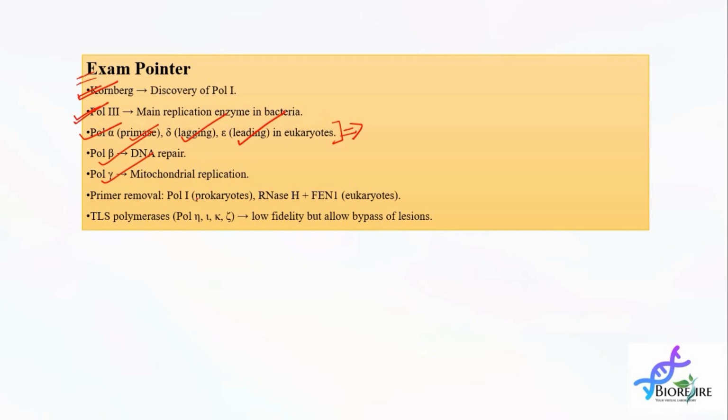For the primer removal, we require polymerase 1 or RNase H or FEN1 in case of eukaryotes. TLS polymerases like eta, iota or kappa allow the bypass of lesions. These are the exam pointers.